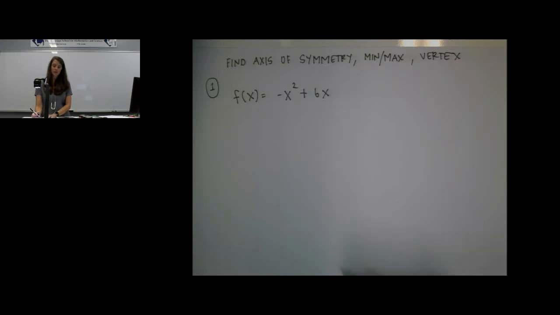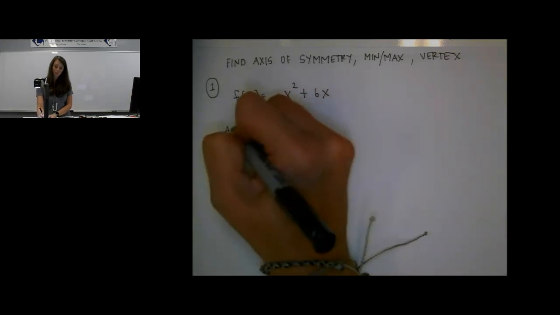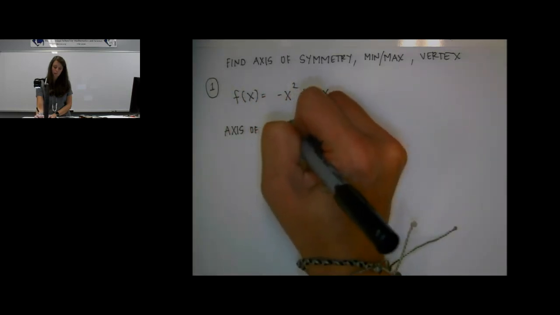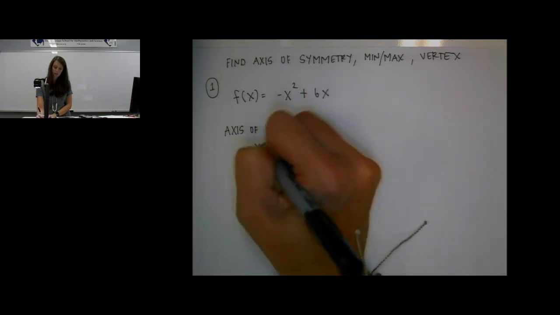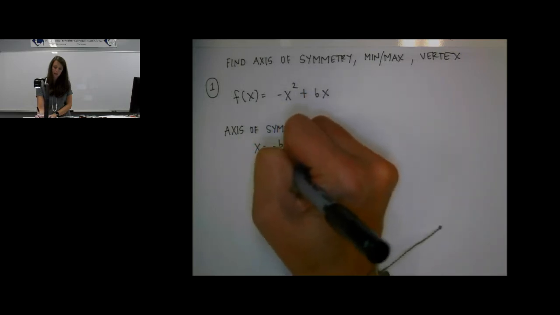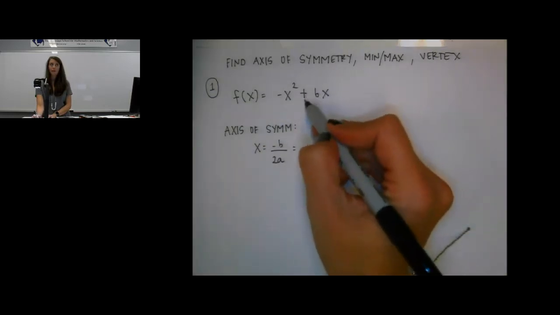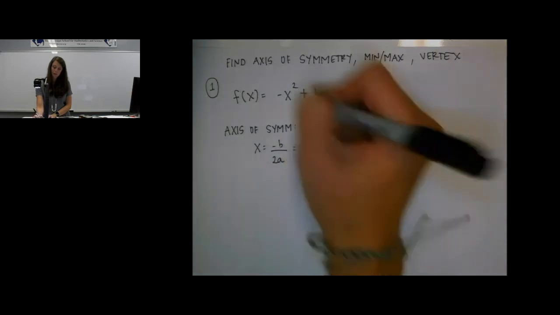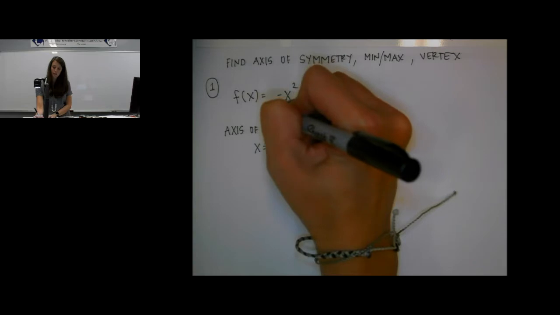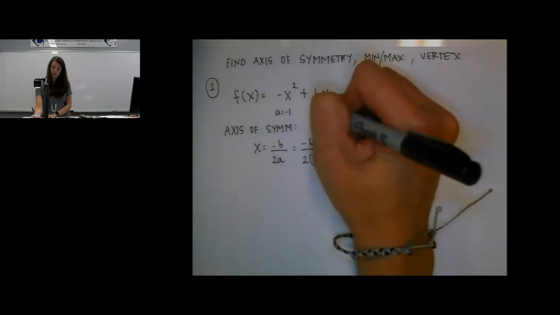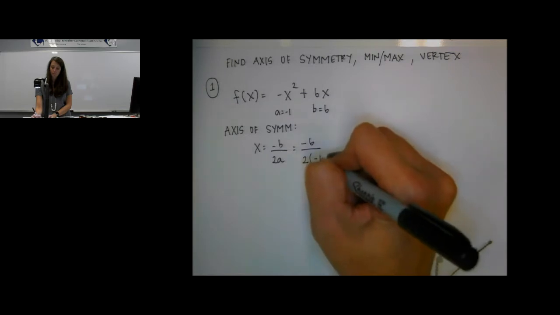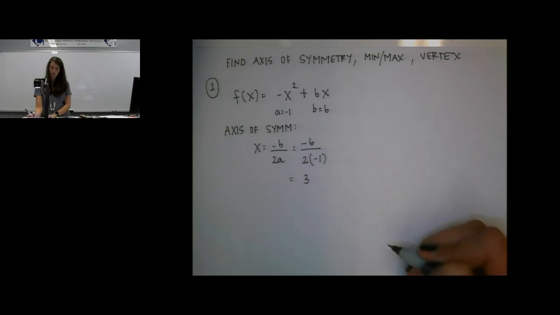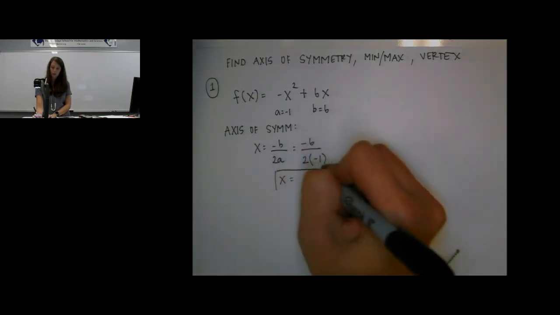Okay, so to find the axis of symmetry, it's going to be negative b over 2a. So what is my b? That's 6. So it's going to be negative 6 over 2 times a, where a is equal to negative 1 and b is equal to positive 6. So it'll be negative 6 over negative 2, which is a positive 3. So the axis of symmetry is going to be 3.